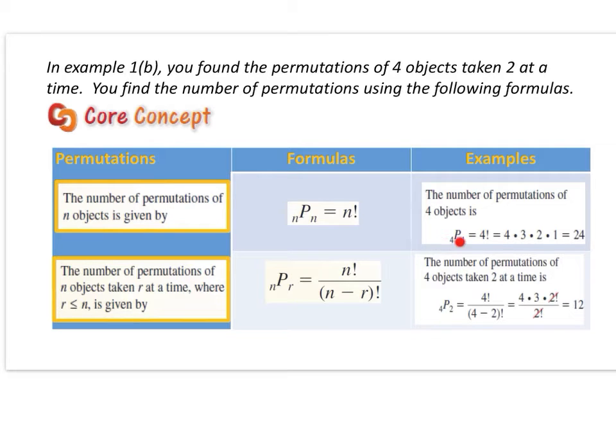So we want 4 objects, which is going to equal 4 factorial. In other words, 4 times 3 times 2 times 1. Multiply that out together to equal 24.